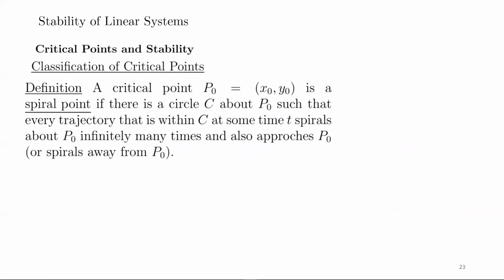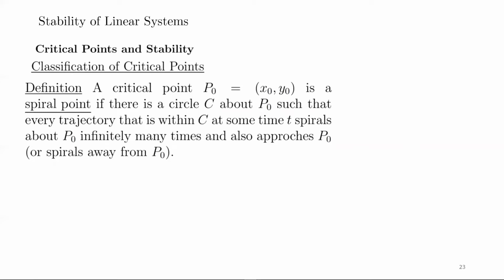Okay, the third type of critical point. If we have a critical point P naught, so dx by dt and dy by dt at this point both equal 0, the third kind is a spiral point. This is if there is a circle around the critical point P naught, such that every trajectory within that circle at some time t spirals about P naught infinitely many times, and either approaches P naught or spirals away from P naught. So there are two cases here. We've got a spiral point which approaches the critical point, or a spiral point that moves away from P naught.